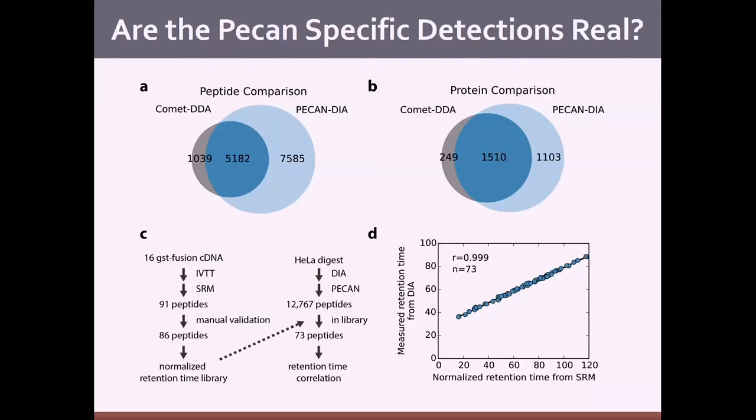And then we took our HeLa digest, our DIA, and our Pecan data, in which there were about 73 proteins present of these 86 peptides. If you make a correlation between the SRM data from the recombinant standards and those in the DIA data, they basically follow a very nice trend. So everything agrees, even though they're run on different instruments at very different times. This is basically using a recombinant protein standard to evaluate the DIA data. We haven't done this for everything, but this was fairly convincing to us that Pecan at least wasn't completely making things up.